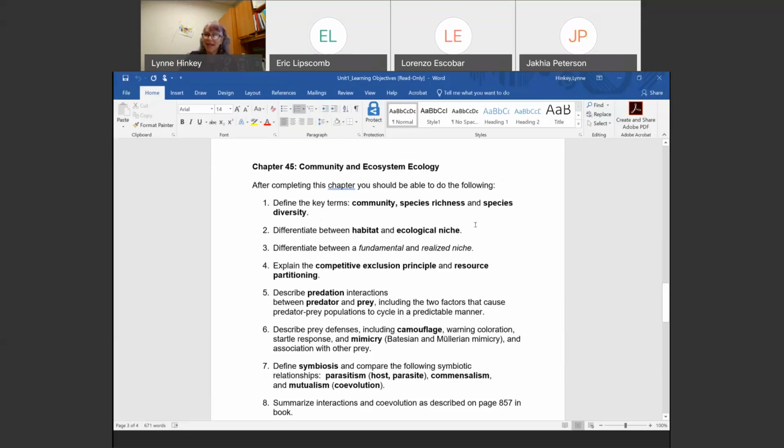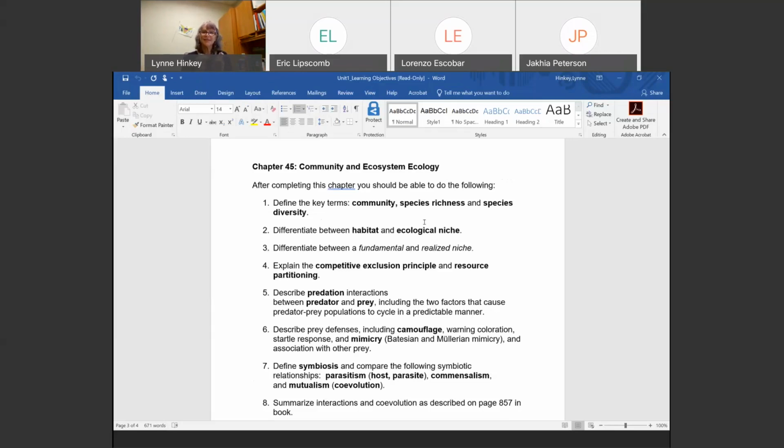So habitat and ecological niche, these have some overlap, so don't get too worried about it. Our habitat is the environment, the space the organism lives in. So here's where the organism lives. Here are the other species around it. Here are the natural resources that occur here. So the habitat is where it lives and reproduces.